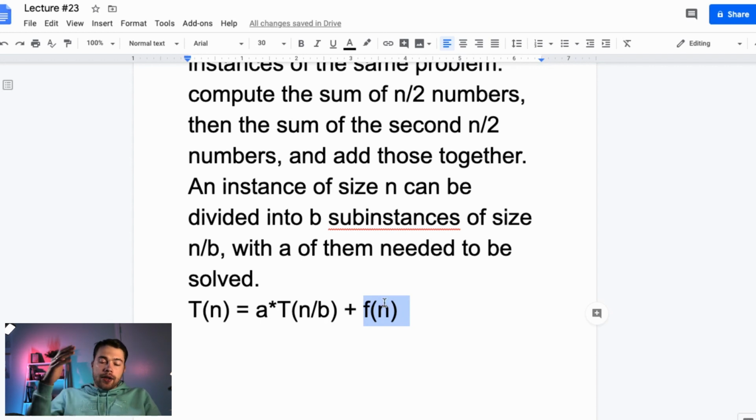Anyway, that's the recurrence. There are a couple of ways of solving that. One of the ways, probably the simplest one to solve, is called the master's theorem.